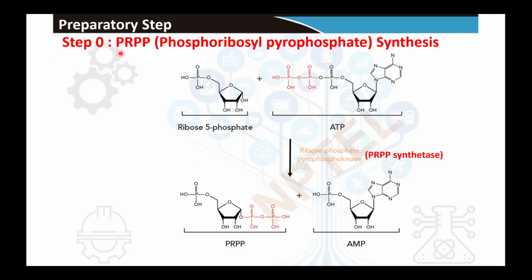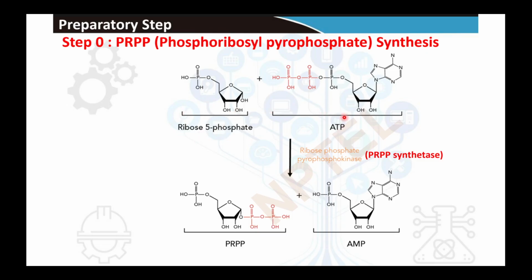So this first step in nucleotide biosynthesis is basically PRPP synthesis. What is PRPP? PRPP is phosphoribosyl pyrophosphate. Now from the name itself, you can see what you require as a substrate. Phosphoribosyl, so you need a ribose sugar attached to a phosphate group, so ribose 5-phosphate, and pyrophosphate will come from ATP. So we need ribose 5-phosphate and ATP as the starting material.